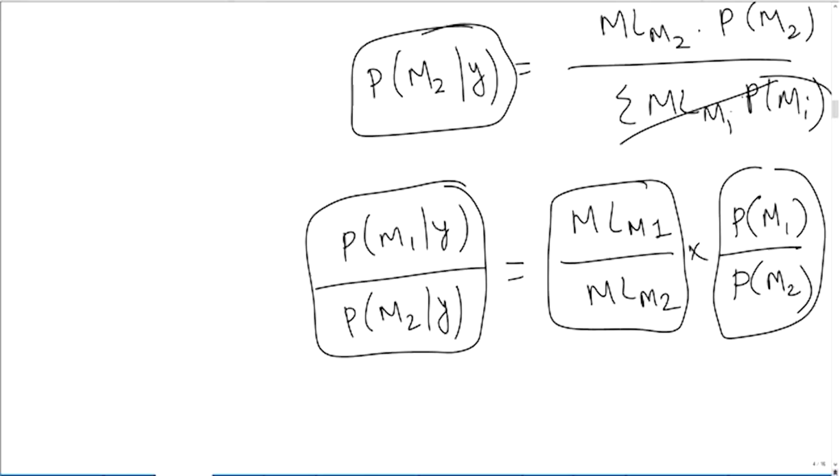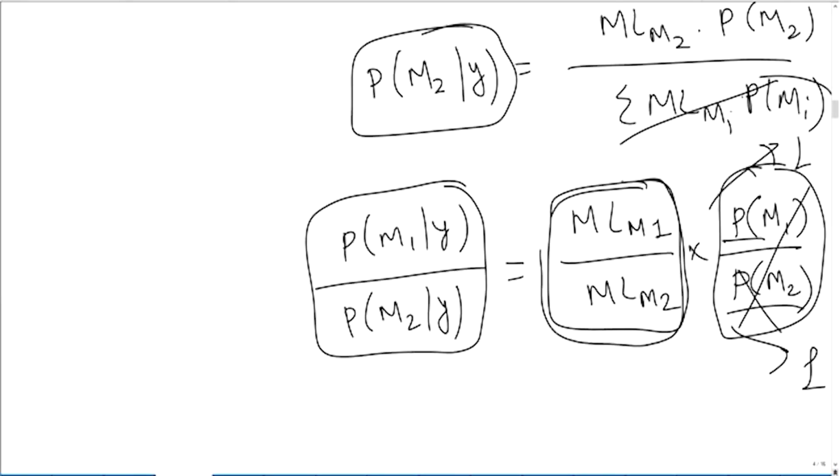Of course, in practice, we often assume that we do not have any prior bias in favor of model M1 or model M2. So, we assume that this ratio is equal to 1, and we can ignore this term. We have equal prior probability for M1 and M2. So, the only thing that matters is the ratio of marginal likelihood of model M1 compared to model M2.